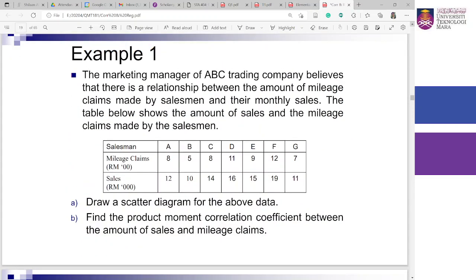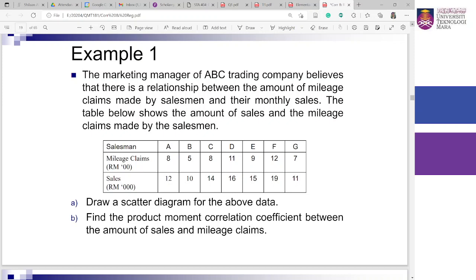So this is an example. It says here, the marketing manager of ABC Trading Company believed that there is a relationship between the amount of mileage claims made by a salesman and their monthly sales. The table below shows the amount of sales and the mileage claim made by the salesman. In general, if you look through the question, the table, the information itself, you can directly determine which one is the dependent variable and which one is the independent variable.